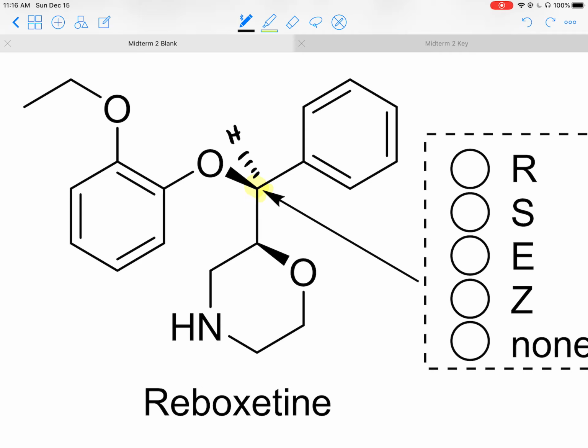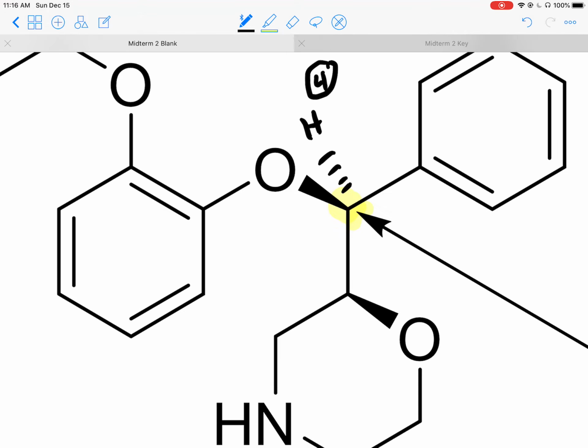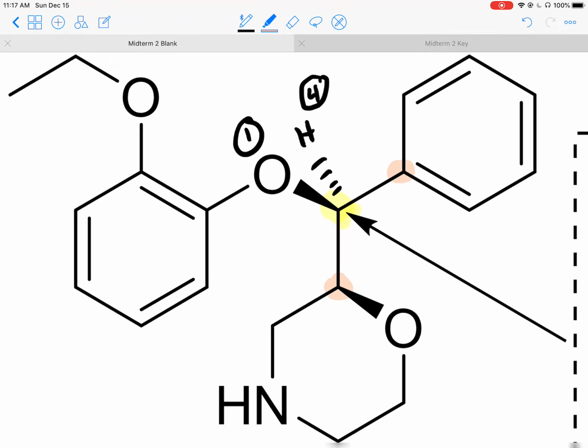So hydrogen is going to be number 4 priority. That's just going to be number 4 almost always, or I think always. This oxygen over here is one of the substituents, and then both of these right here are carbons. And so oxygen is a higher priority than carbon, so that's going to be number 1. Then we have to look at what each of these carbons is connected to, because they're both carbons.